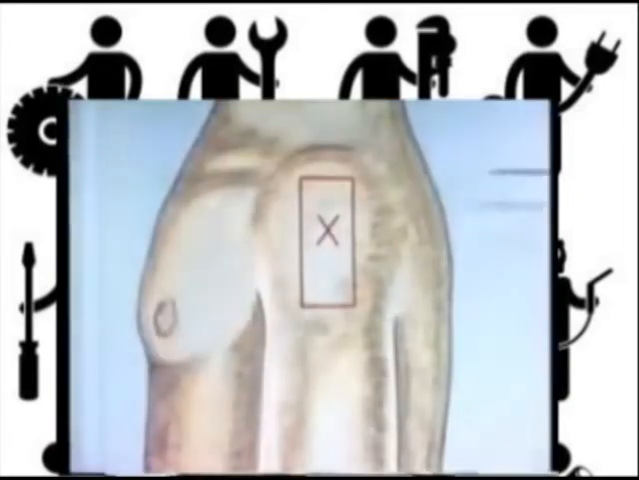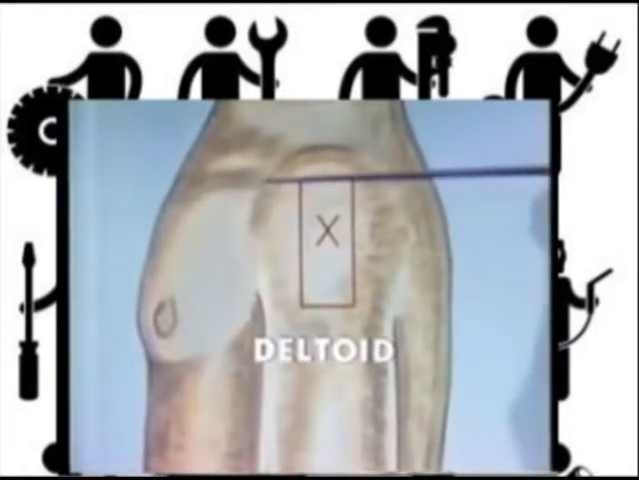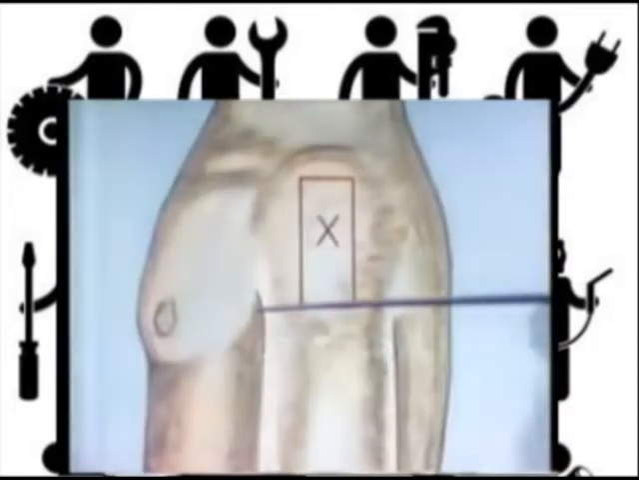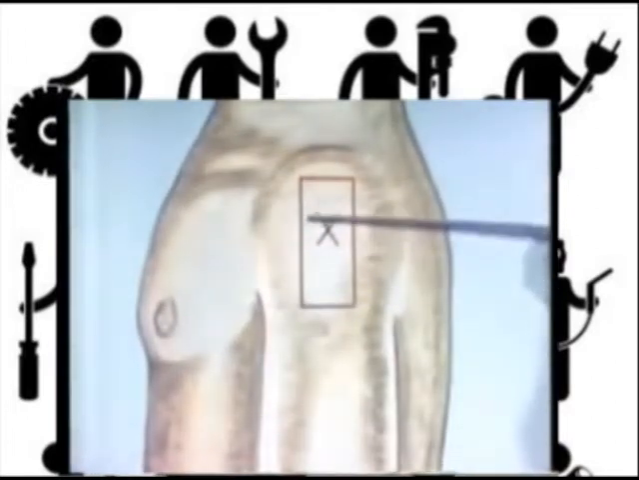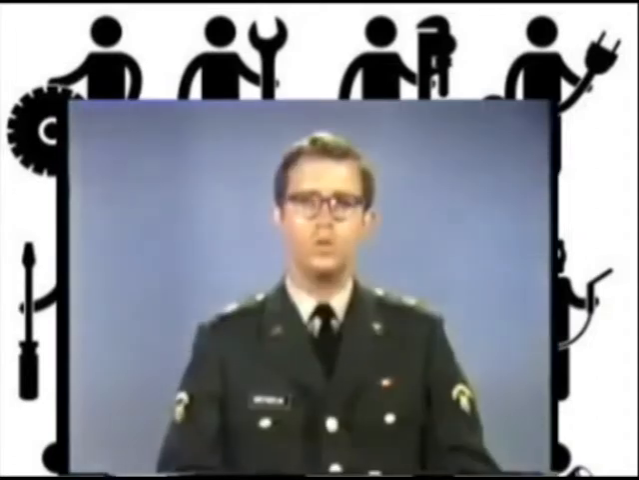The deltoid region is bordered on the top by the lower edge of the acromion process and on the bottom by a line drawn from the folds of the axilla. Side limits are the middle third of the deltoid region. We'll now show you the area on a patient.